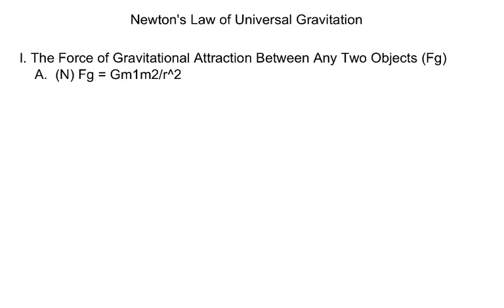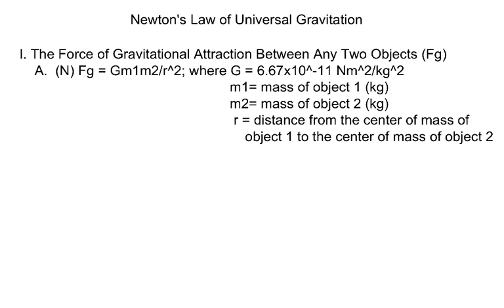The force of gravitational attraction, or the force of gravity, is equal to capital G times m sub 1 times m sub 2 divided by r squared. Note that the force of gravity is in the SI unit of the Newton, as all forces in this class will have the SI unit of the Newton.